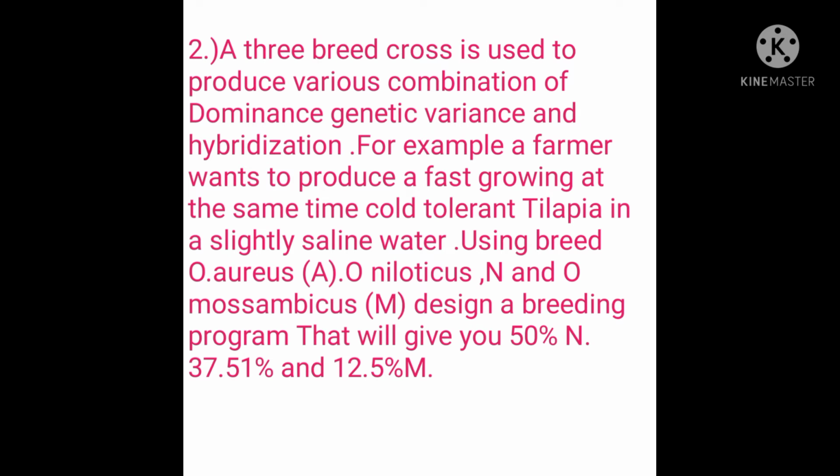Number 2, a three-breed cross is used to produce various combinations of dominance, genetic variants, and hybridization. For example, a farmer wants to produce a fast-growing and at the same time cold-tolerant tilapia in slightly saline water. Using breeds of Oreochromis aureus, A, Oreochromis niloticus, N, and Oreochromis mossambicus, M, design a breeding program that will give you 50.